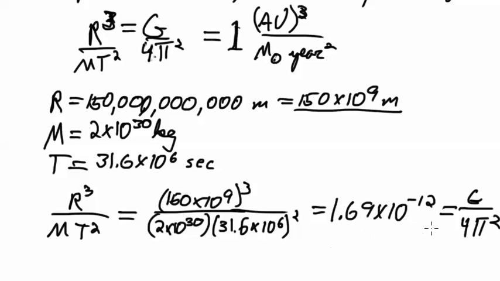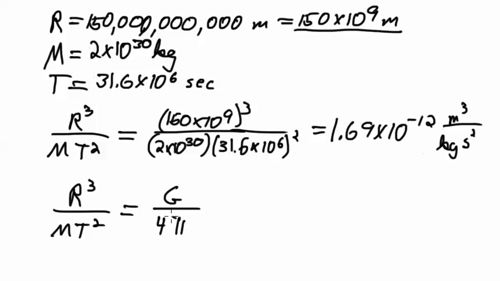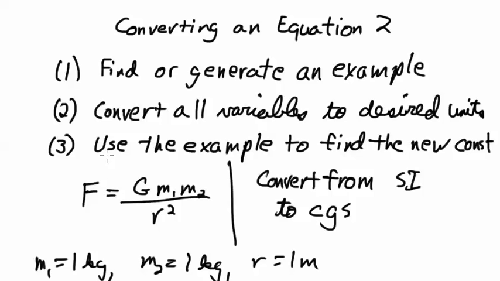Oh, and I should put in the units here, because it's not just a number. This is in meters cubed per kilogram second squared. So this does give you r cubed over M T squared equals G over 4 pi squared. So that's equal to 1.69 times 10 to the negative 12th meters cubed per kilogram second squared. And that completes step 3 of using the example to find the new constant.